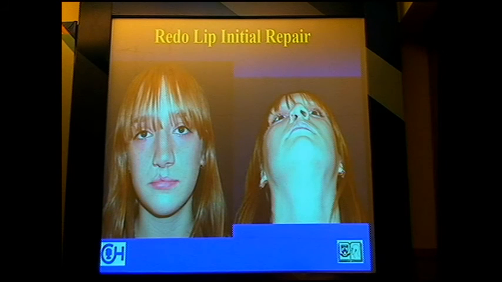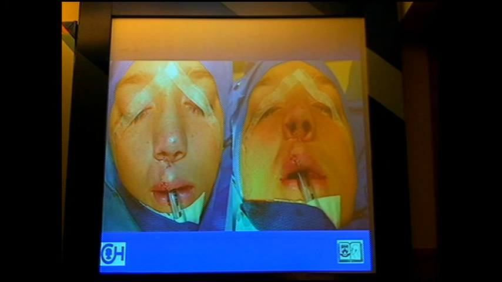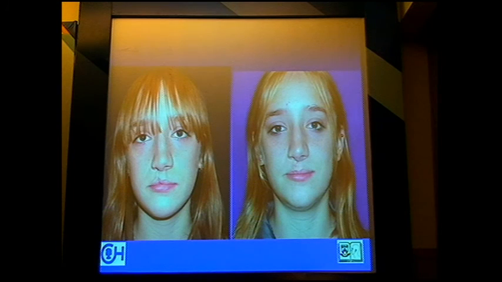This is the same individual years later. Her lip still needs a little bit of a revision. So at the time of the revision, our plastics guys worked on the base of the nose. So this is where they revised the lip, and now she's got a little bit better structure to the nose here, and the lip is actually much better.